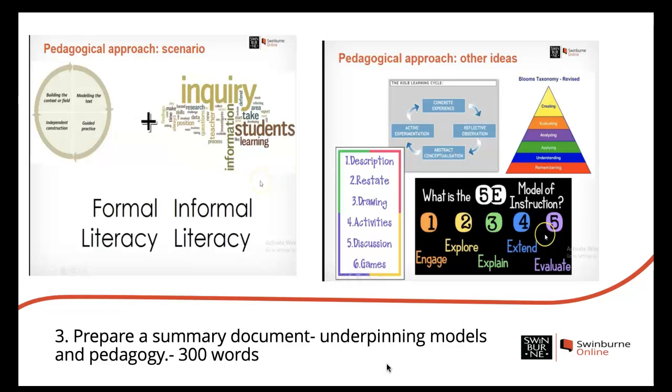You're then going to submit your summary document of 300 words, and this is where you're going to get technical, and this is where you're going to show us your theoretical underpinnings of models and pedagogy that directly support the ideas that you stated in your video presentation to us. Your theoretical models that you choose should make sense and back up and support your reasons why you've chosen to have particular activities that you've given to the kids.